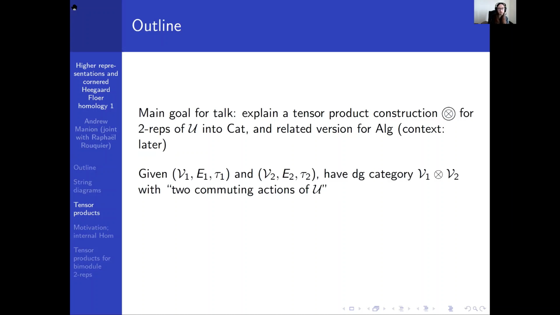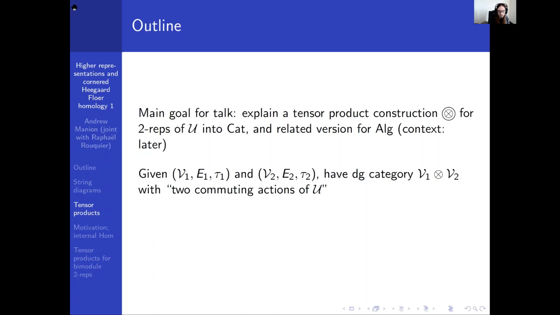So let's suppose we have two of these two representations of U into Cat: V1, E1, tau 1, and V2, E2, tau 2. Now how am I going to build another one of these that's a tensor product, in the sense of categorified tensor products of representations of Hopf algebras? Well, the first thing I could say is that I could just take the ordinary tensor product of DG categories, V1 tensor V2. Objects are pairs of objects. Morphism spaces are tensor products of chain complexes of morphism spaces.